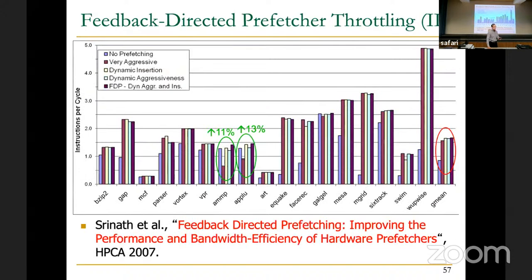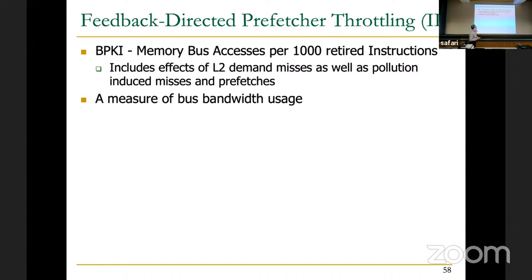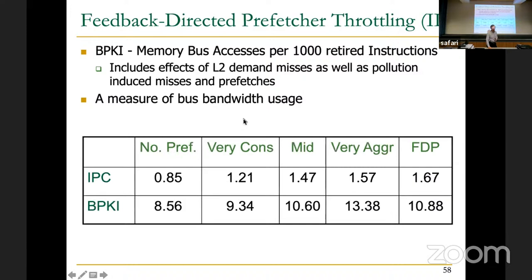And then there's also bandwidth consumption. Throttling affects your bandwidth consumption a lot, as I will show you. If you define your bandwidth consumption as memory bus accesses per 1,000 instructions, this clearly includes the effect of L2 demand misses as well as pollution-induced misses and prefetches. It's a measure of bus bandwidth usage. And these are some numbers, for example. Let's take a look at FDP, feedback-directed prefetching, and the very aggressive prefetcher. You can see that the very aggressive prefetcher is highly bandwidth consuming, but you can increase the performance compared to a very aggressive prefetcher, which is the best over here, while having less bandwidth consumption.